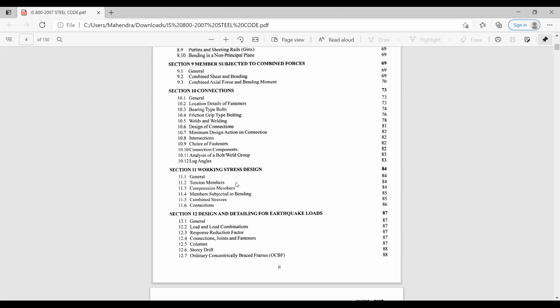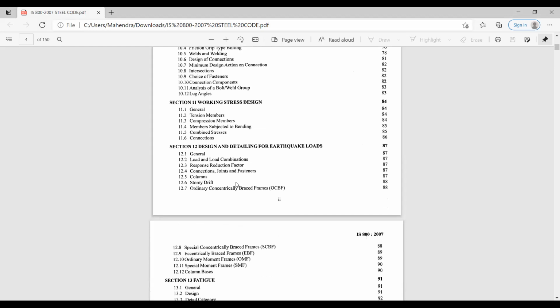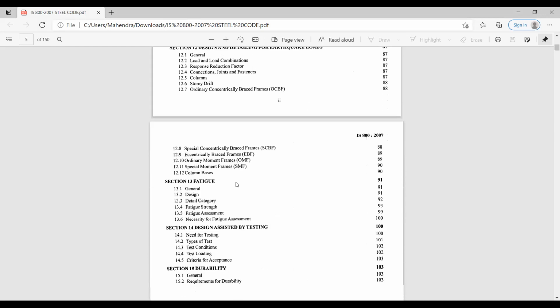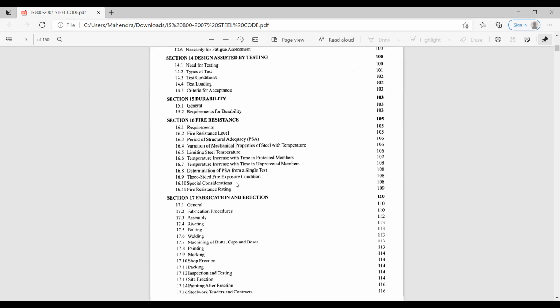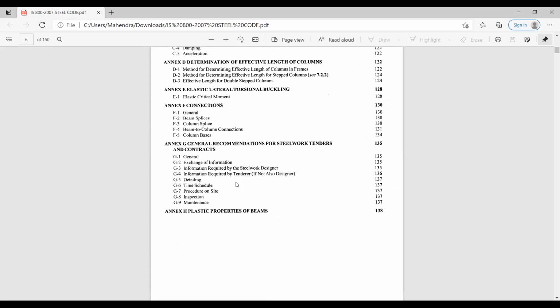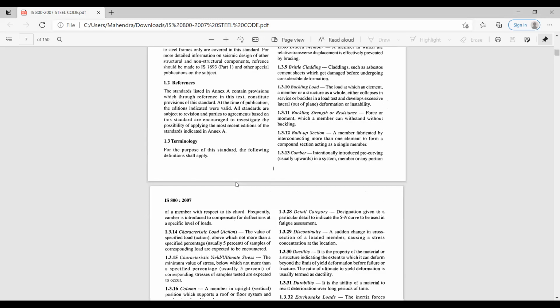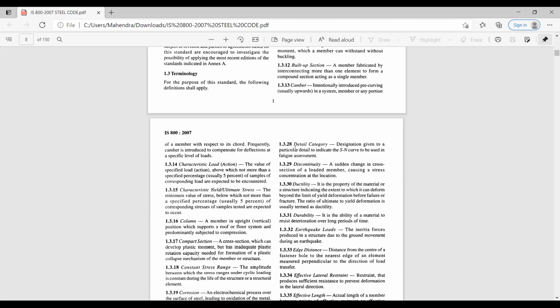Then the working stress design. In working stress design also there are different things: the tension member, compression member, combined stresses and the connection, again the fatigue. So this is your IS 800 2007. So a lot of things are included in this, and these are the clauses. Whenever I tell you to refer to clause number 1.3.28, you have to refer to this one. Understood? This 1.3.30 is for the ductility. यहाँ पे इन्होंने बताया है what is exactly ductility and what is the definition for ductility.